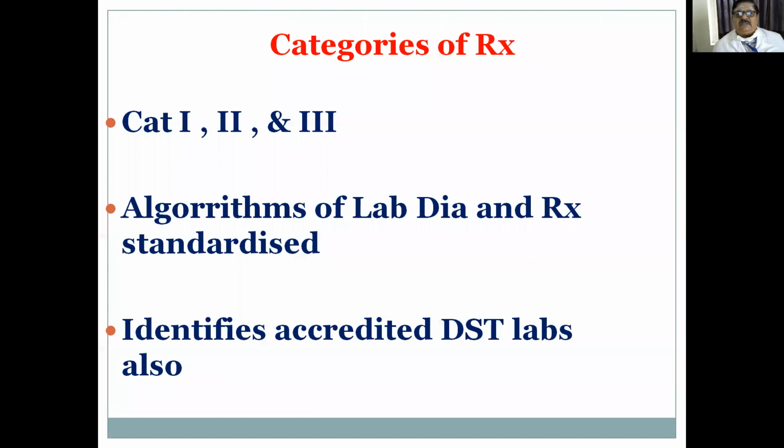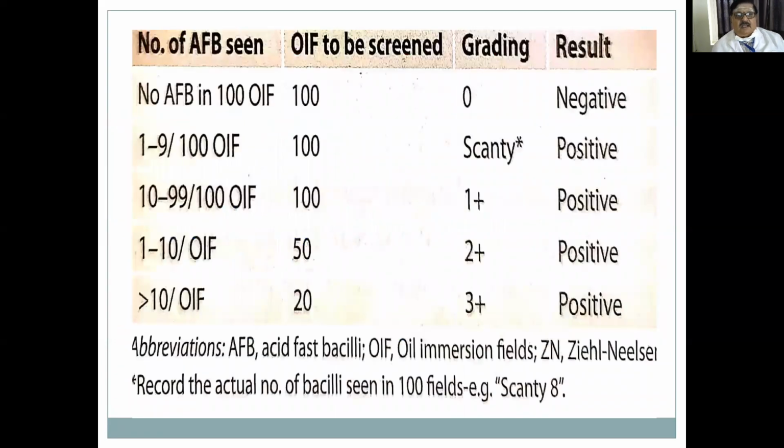As I told you, the regimens are under change. Earlier, category 1, 2, 3, and 4 in case of MDR and XDR were given. Algorithms and laboratory diagnosis are standardized, drug susceptibility testing is also done, and those labs are identified. Whatever you called it earlier, you are not supposed to call it anymore. It should be called the National Tuberculosis Elimination Program.